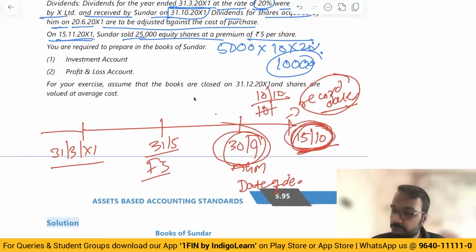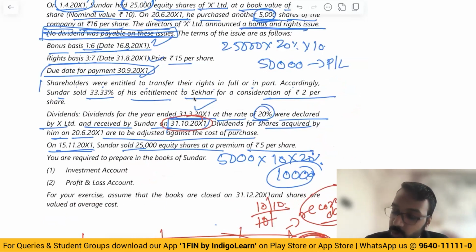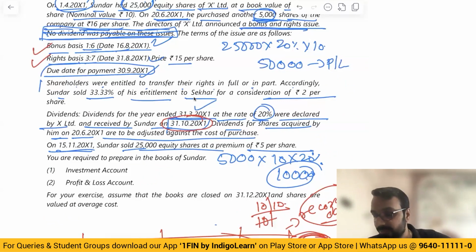So technically, in the question, if they have not mentioned anything, when was the dividend declared? 31st of October. You will be entitled to dividend on bonus also, on rights also. Technically, that is how it works. ICAI, somehow they have this concept of dividend is not applicable on this, not applicable on that. Generally, that is not how it happens. All right.